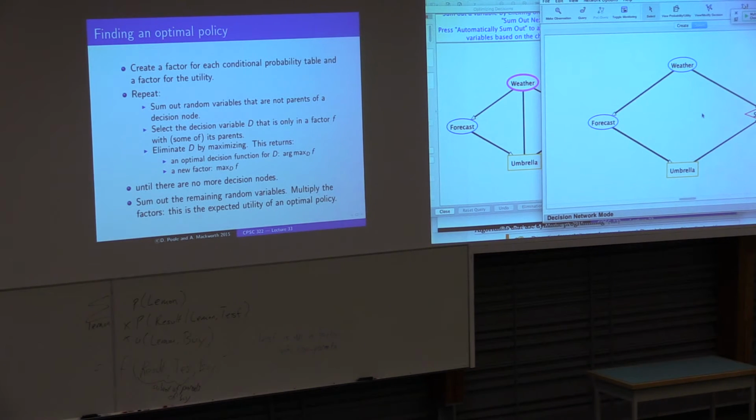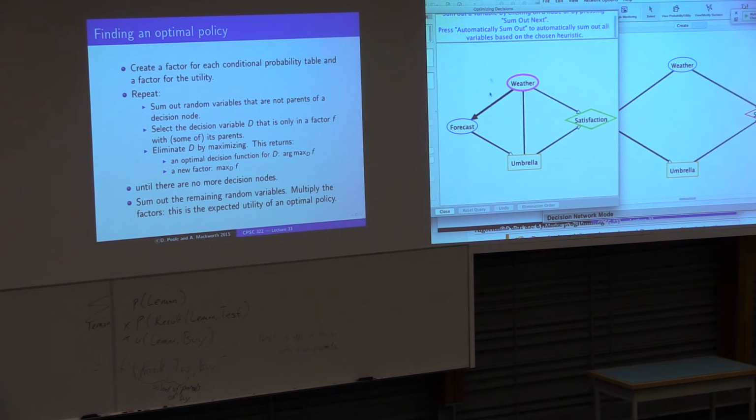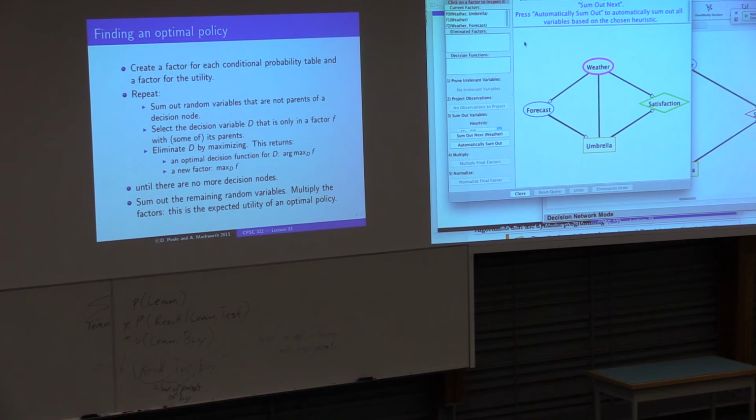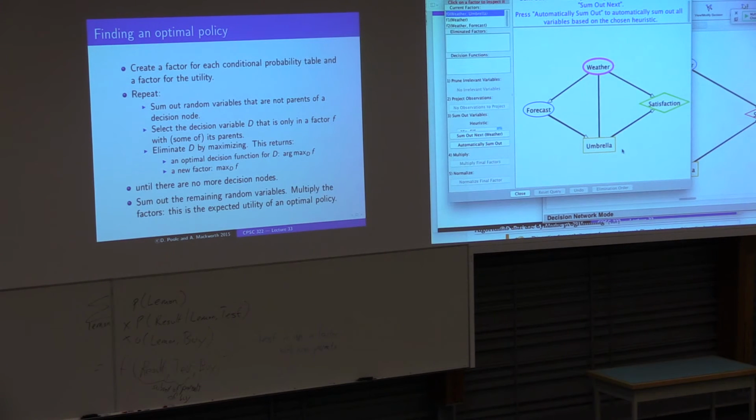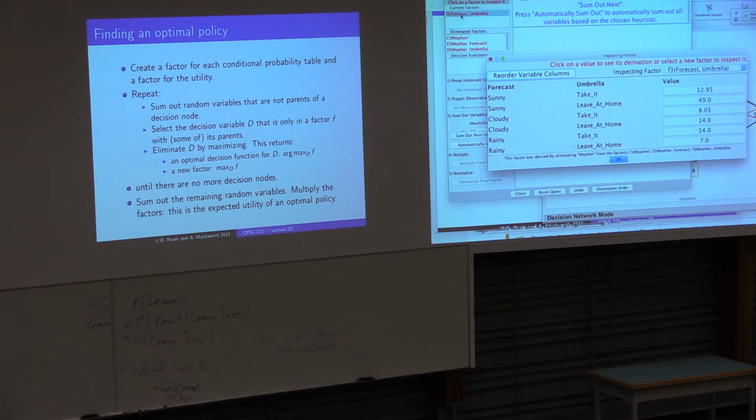So I'm going to start with the factors here: weather, umbrella, weather, and weather forecast. So it's forecast given weather, the probability of weather, and the satisfaction given uncertainty in weather. This is just the weather and umbrella, which is just my utility function. So now I'm going to sum out weather, and I construct a forecast like this.